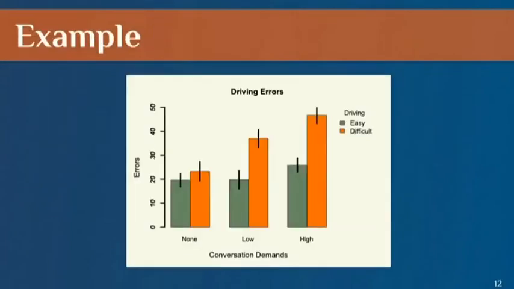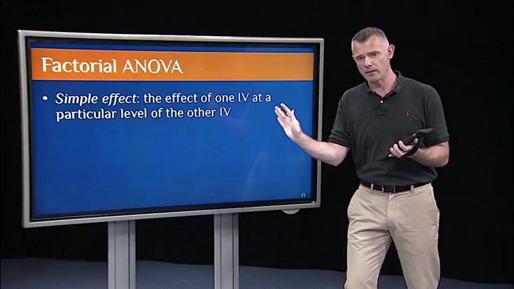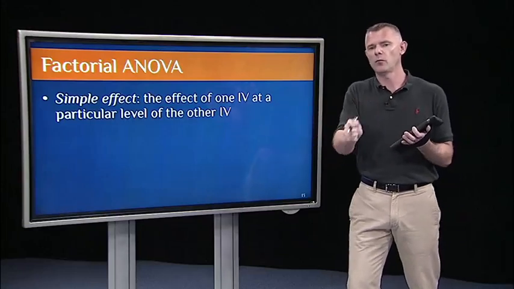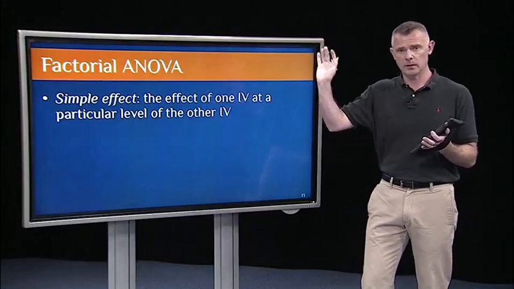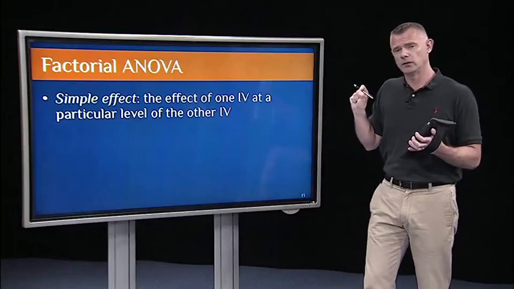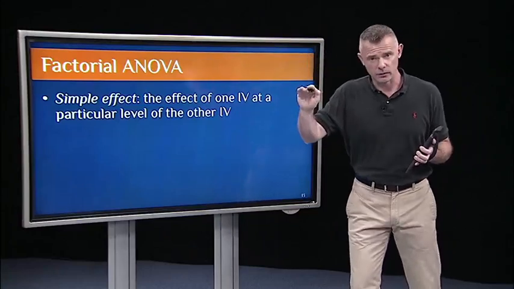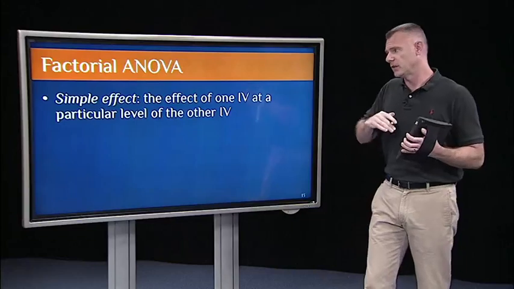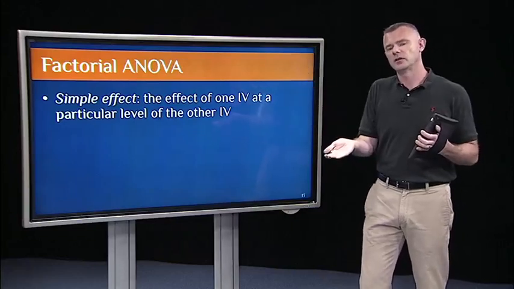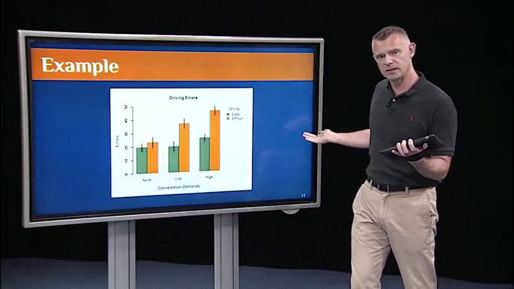Well, what's a simple effect? Let me bring you back to the bar plot in a second. A simple effect is just the effect of one IV at a particular level of the other IV. Notice how that's different from a main effect. A main effect is the effect of one independent variable ignoring the other one. This is the effect of one independent variable at a particular level of the other one. So now I could say, well, did conversation demand have an impact in the difficult driving simulator? That's a simple effect. And if the simple effects change as a function of the other IV, then you've got an interaction. And that's exactly what you see in this example.